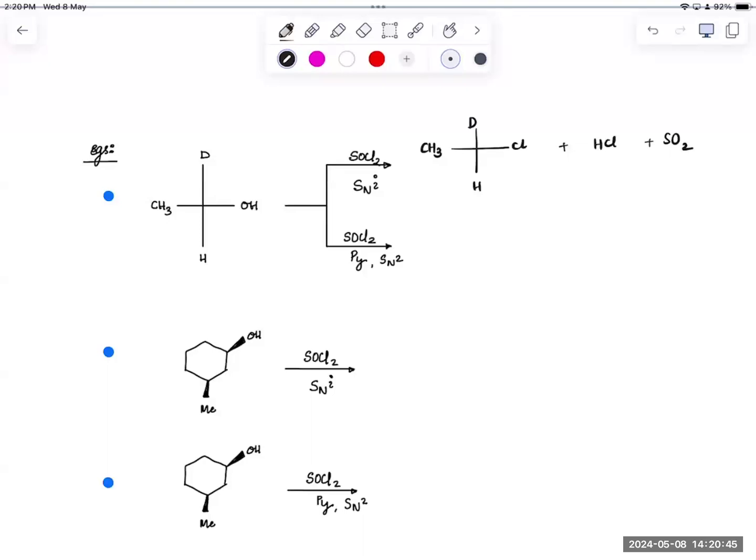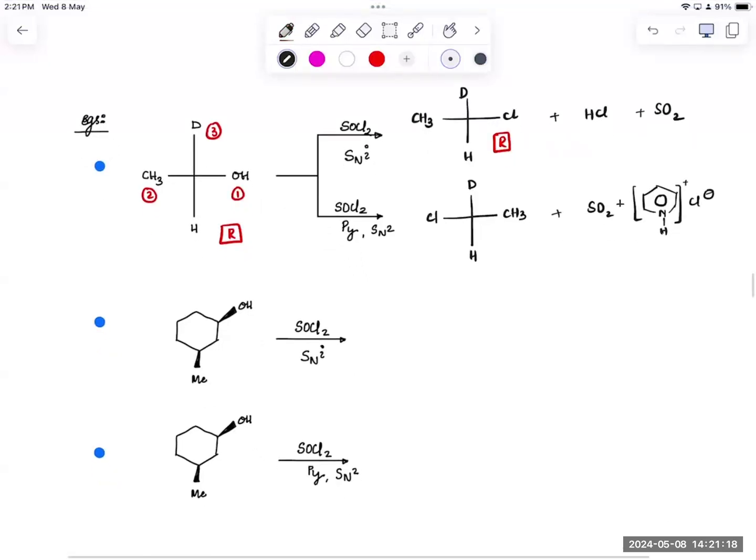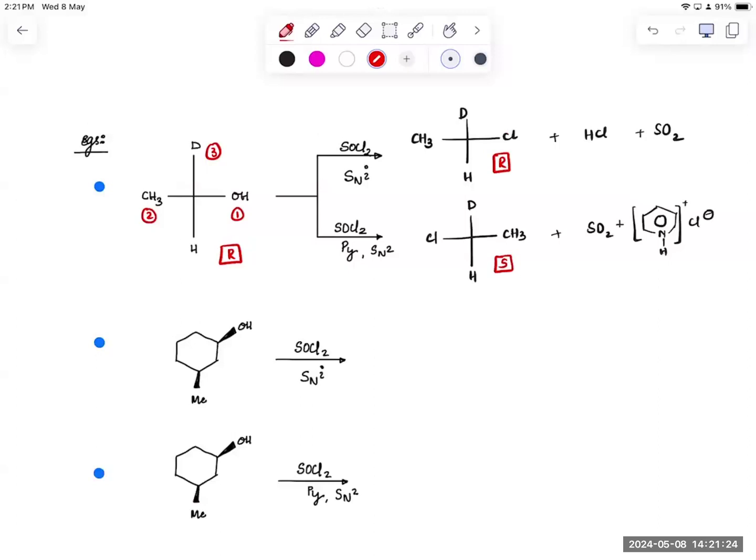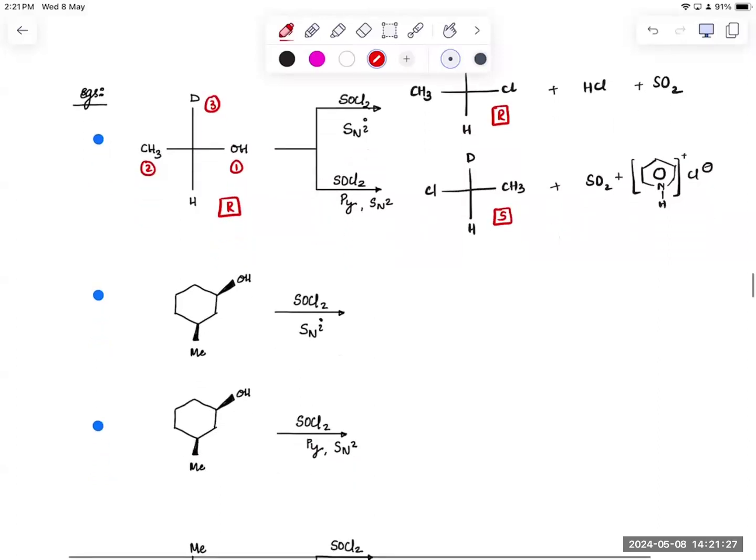Okay. So here you can see 1, 2, and 3. So this is R configured, and that would be retained here, so this will also remain R configuration. While if you notice with pyridine, it will be D, Cl, CH3, and H plus SO2 plus pyridinium chloride. So instead of coming out as HCl vapors, now it will be pyridinium chloride, and the configuration here will be S configuration. Remember that with pyridine it is called Darzens reaction.